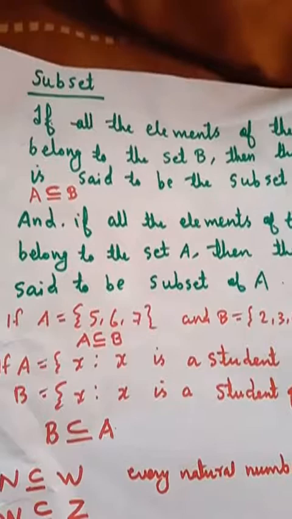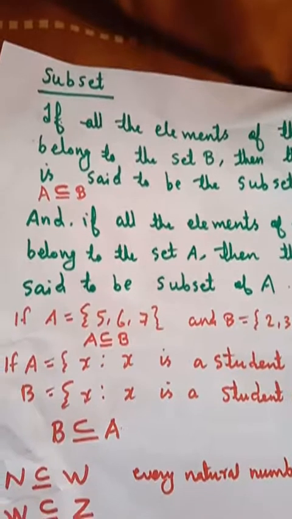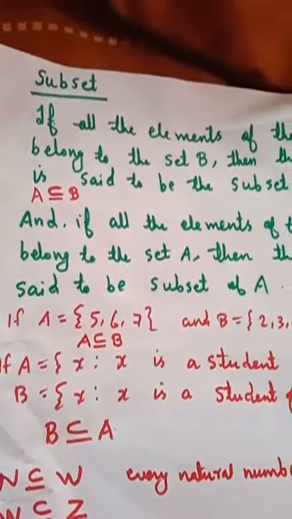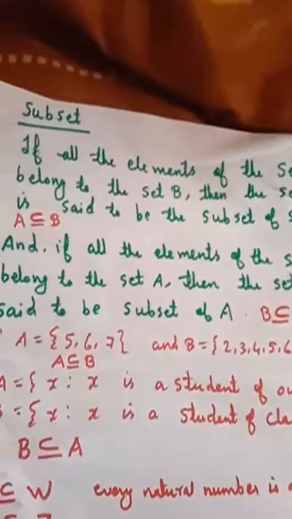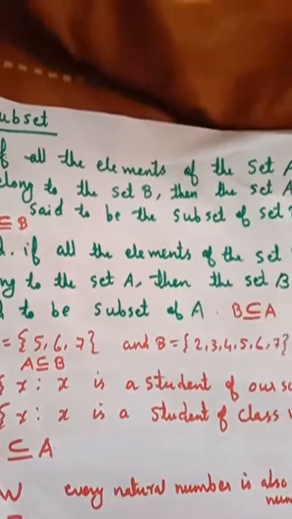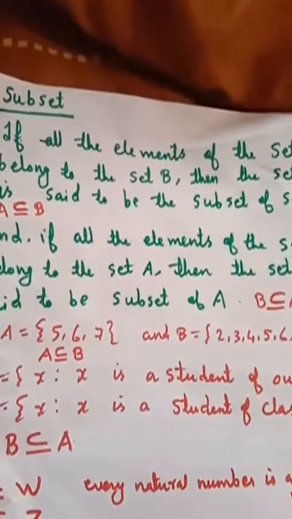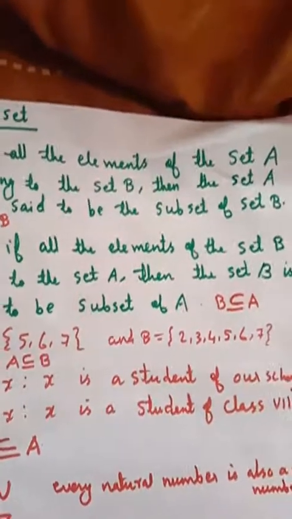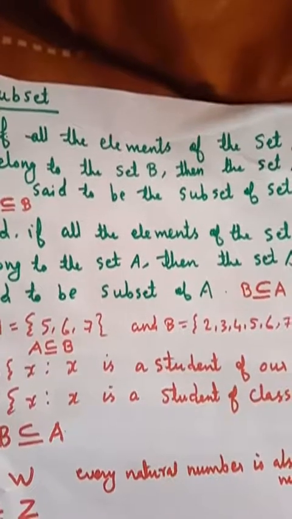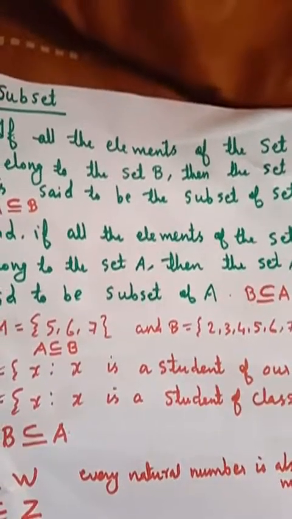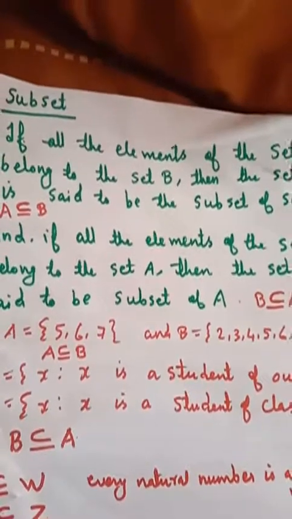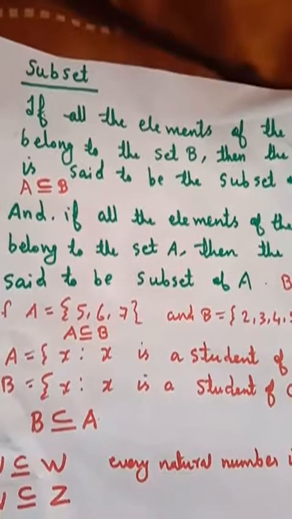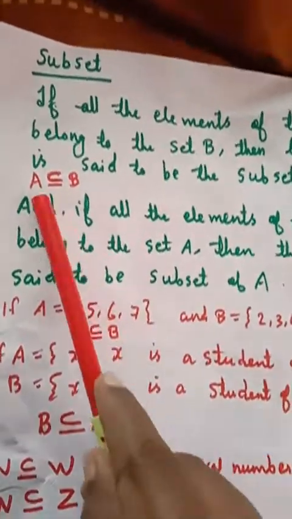A set is a collection of well-defined objects. Subset means if all the elements of set A belong to set B, then set A is called a subset of B. Every element of set A is in set B, then set A is called a subset of B, written and read as A subset of B.